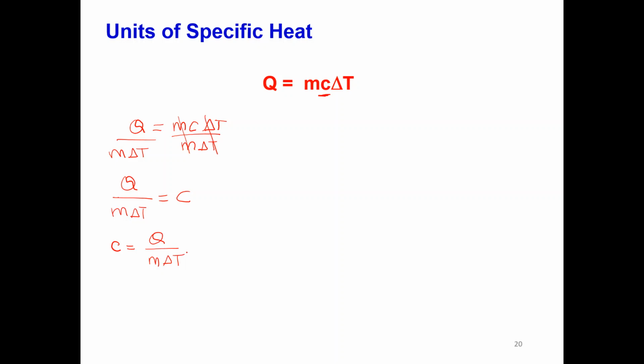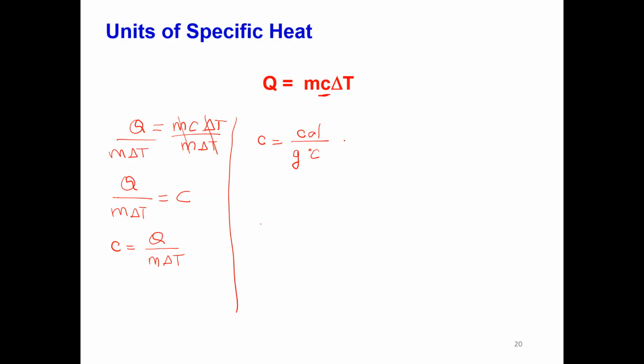And now let's write just the units. The unit for heat can be calories. For mass can be grams, and for delta T it is degrees Celsius. Then the units for the specific heat equal calories per gram per degree Celsius.